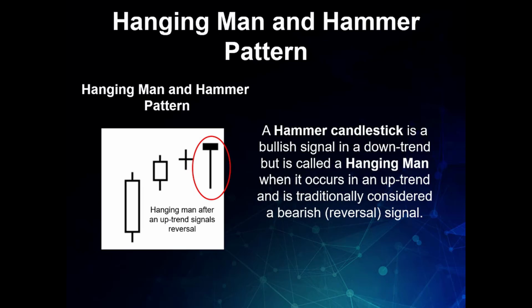Hanging man and hammer patterns. So a hammer candlestick is a bullish signal in a downtrend, but is called a hanging man when it occurs in an uptrend, and is traditionally considered a bearish reversal signal. As you can see, I've outlined the hanging man. After an uptrend, the signal reverses. So you've got a nice trend going up, and then you've got this pattern forming afterwards.